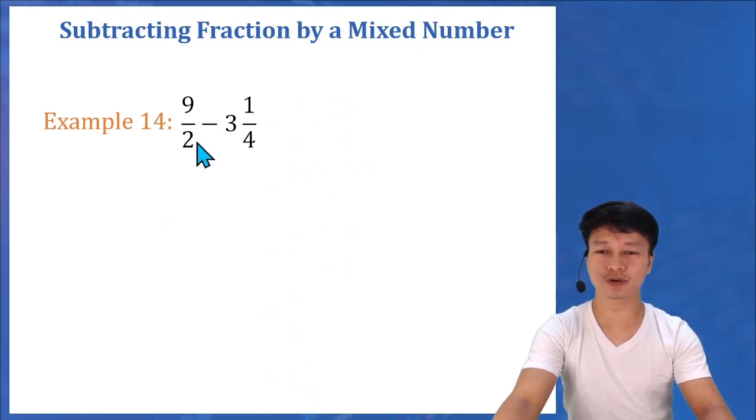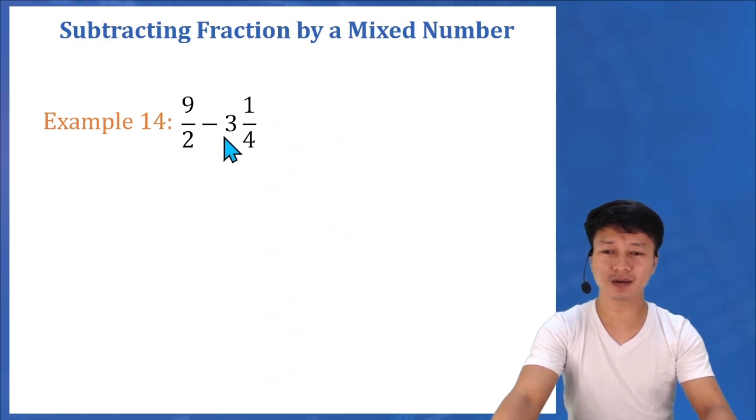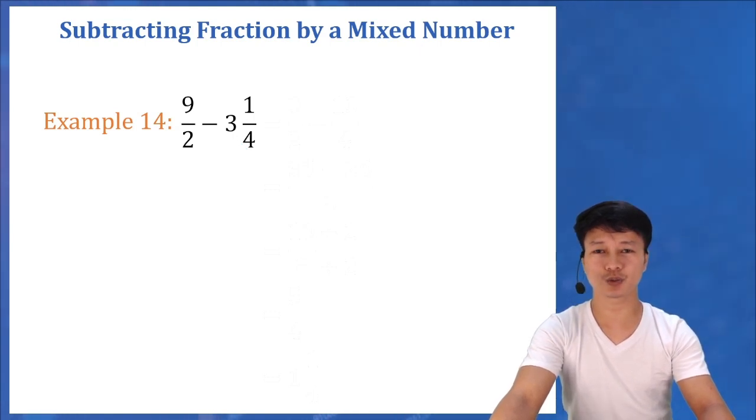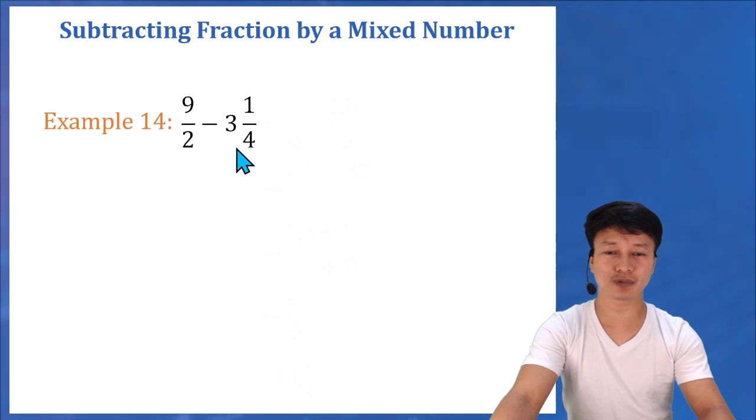Okay, next, let's take the next example. We have 9 over, it's supposed to be 15 already. I just made a mistake in the numbering, sorry for that. So we have 9 over 2 minus 3 and 1/4. And again, this is a fraction minus a mixed number. And to avoid borrowing of another fractions, we are going to convert the mixed number into its equivalent improper fraction.